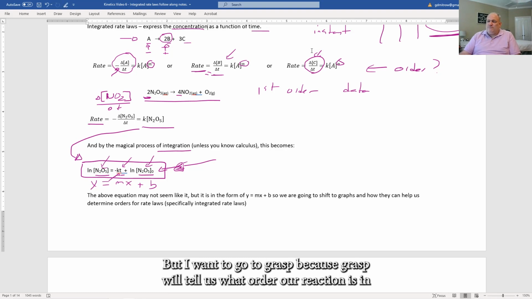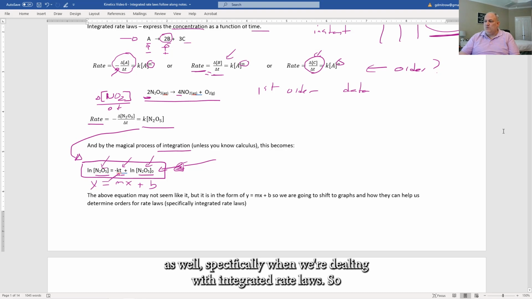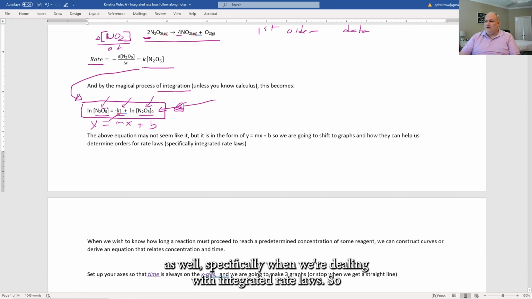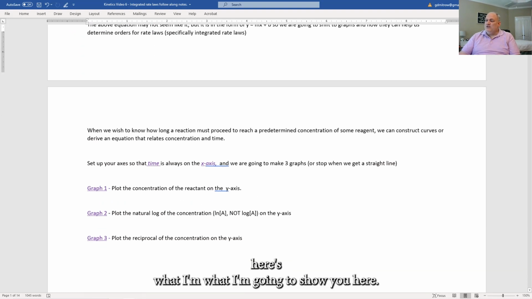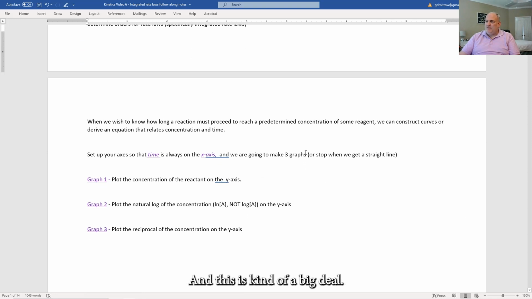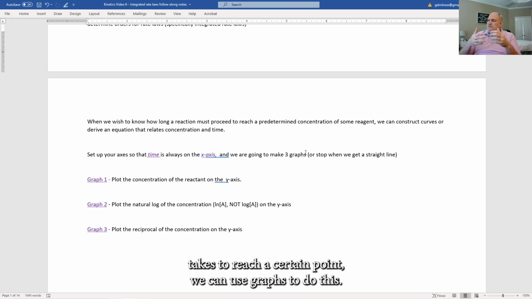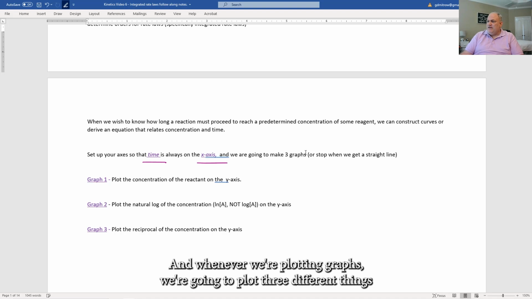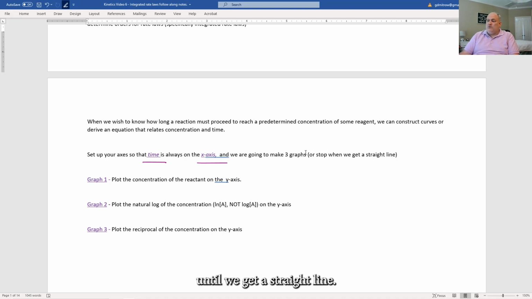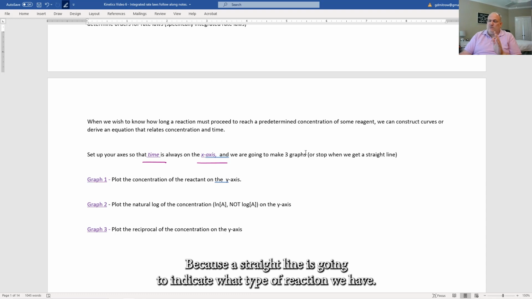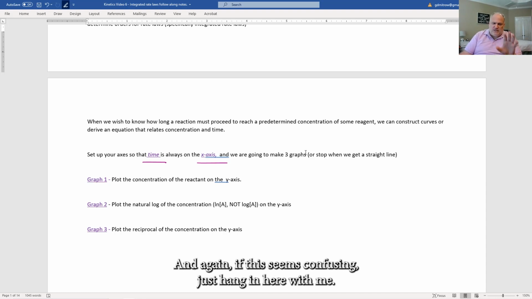But I want to go to graphs, because graphs will tell us what order our reaction is in as well, specifically when we're dealing with integrated rate laws. So here's what I'm going to show you, and this is kind of a big deal. Whenever we want to know how long a reaction takes to reach a certain point, we can use graphs to do this. Whenever we're doing graphs, what you need to be aware of is that we're always going to put time on the x-axis, and we're going to plot three different things every single time until we get a straight line, because a straight line is going to indicate what type of reaction we have. And again, if this seems confusing, just hang in here with me.